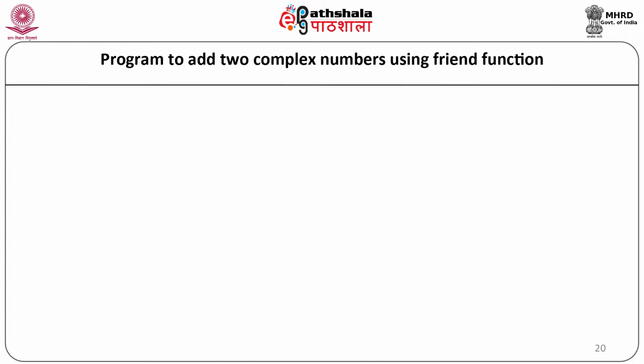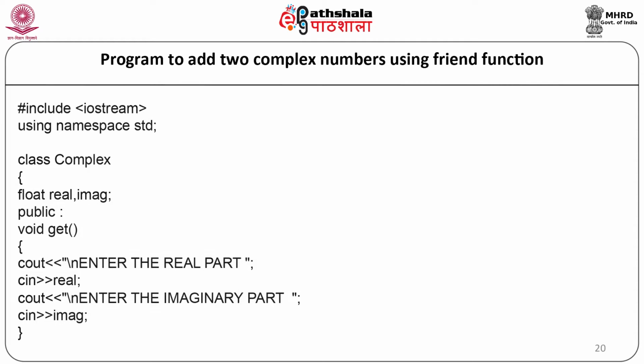Now let us see a program to add two complex numbers using the friend function. Here we are going to define the class Complex. We will start with our program: #include <iostream>, using namespace std. We will start with our class Complex. Here in a private section we will have two variables, float real, imaginary. In a public section we will have a member function void get.